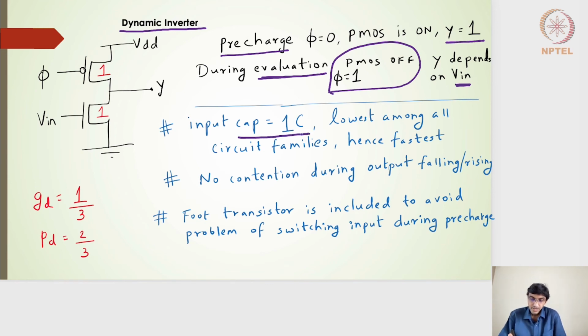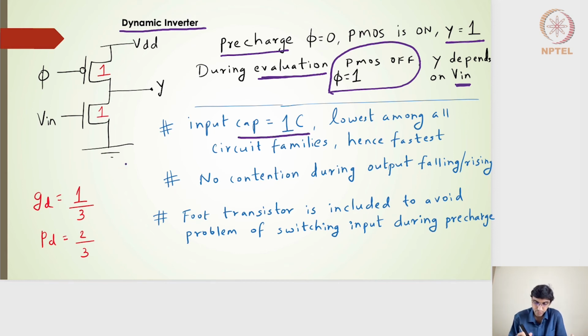Okay. So there are some advantages I have written here. So let's try to understand this. Before going into this particular understanding, let me try to summarize. There is a pre-charge mode and then there is an evaluation mode. In the pre-charge mode, phi should be 0, and that is when the output will be connected to VDD, or it will be charged to VDD. And in the evaluation phase, phi should be equal to 1, so that means the PMOS will be off, and then based on the input, whether it is 0 or 1, the Y will be retained at 1 or it will be discharged to 0, right?